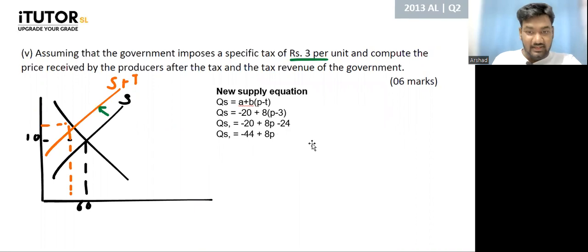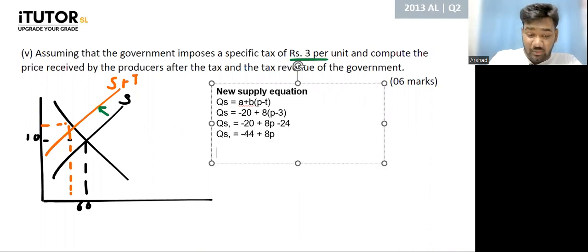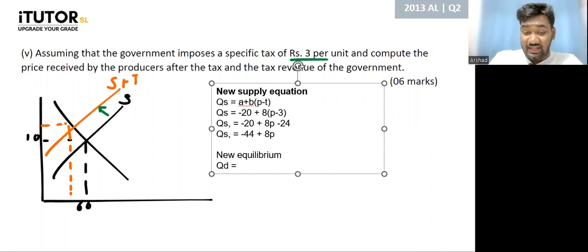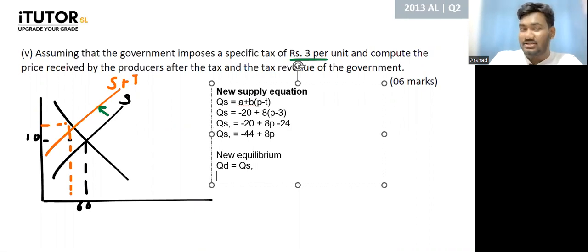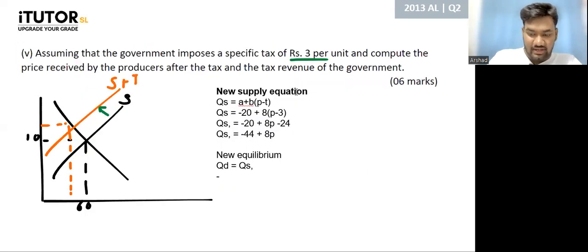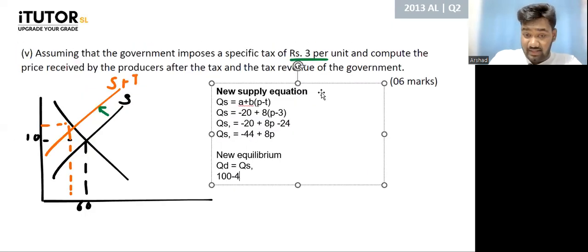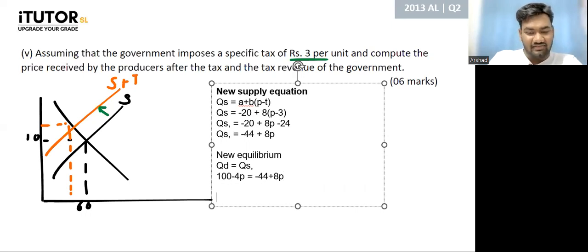Okay, right. So now you can find the new equilibrium. Can you all do that for me? Your new equilibrium will be your old QD equation, and you equate it to your new supply equation. So QD is how much? 100 minus 4P, right? QS, your new one, is minus 44 plus 8P. So can you move things around and give me the equilibrium price and the equilibrium quantity?